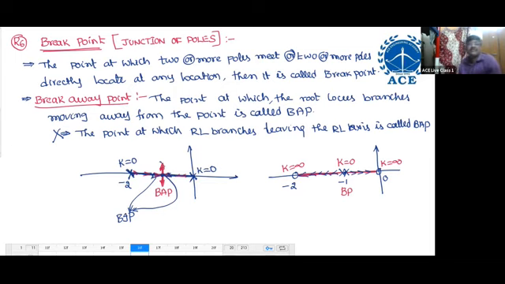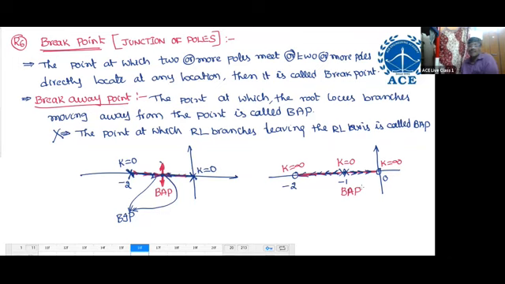How to answer? You should decide which is the correct answer based on the options. I'll tell how to decide. Strictly speaking, here it is not leaving the real axis, but moving away from the point. Two poles are there at -1. As k increases, both are moving away from the point. That means it is just like a breakaway point.